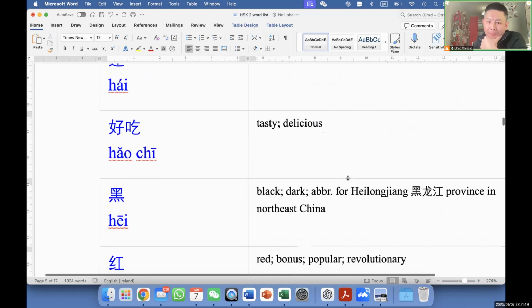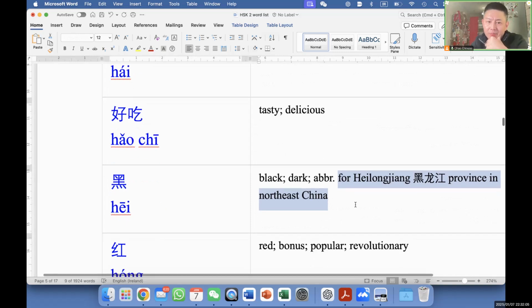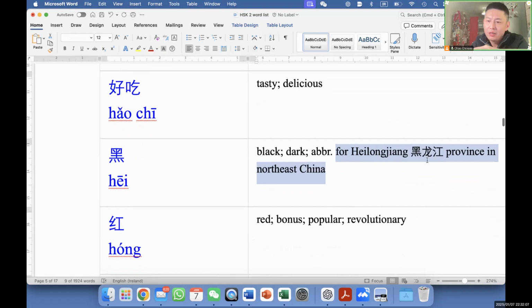黑 black. Well, Heilongjiang province. Heilongjiang is a province in the north. That's the abbreviation for that. It's very cold, -30, -40 in the winter sometimes. Black, dark, and Black Dragon River. That's what Heilongjiang actually means.